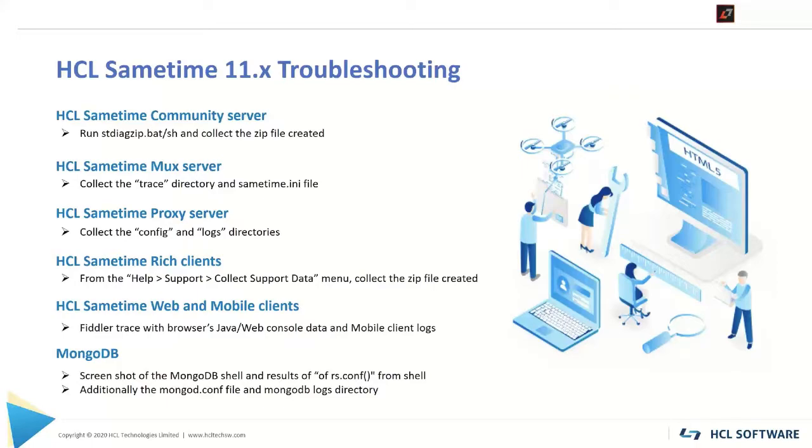Now, for the rich clients, that's the installed clients. If we need data from them, there's a help, support, collect support data menu item, and then that will create a zip file that you can send to us in support. The mobile and web clients, we usually like to get what's called a HAR file or a Fiddler trace from the browser. Those will give us all the information about the request and response cycles that are going on with the server, give us errors, or give us whatever data we might need. And similarly, the mobile client has its own logs that you can get from its menus and send to us.